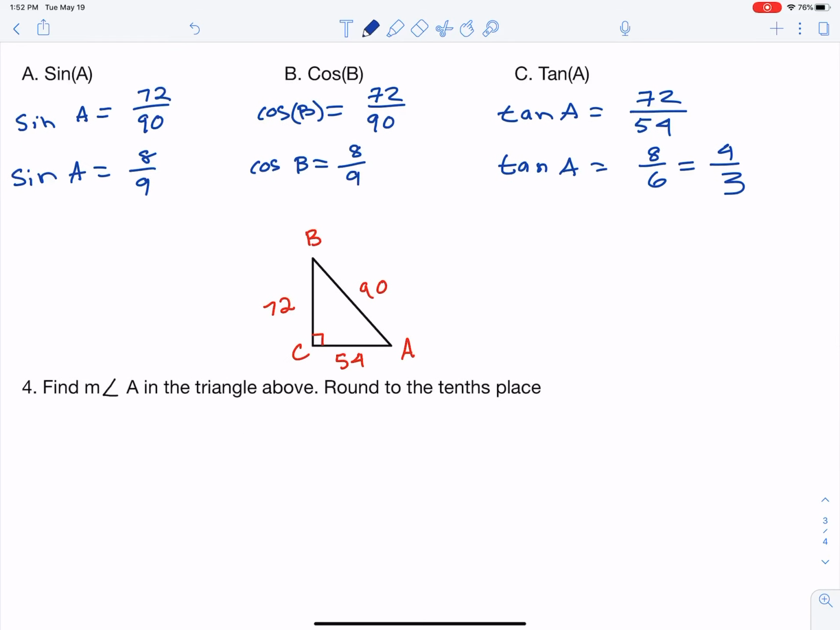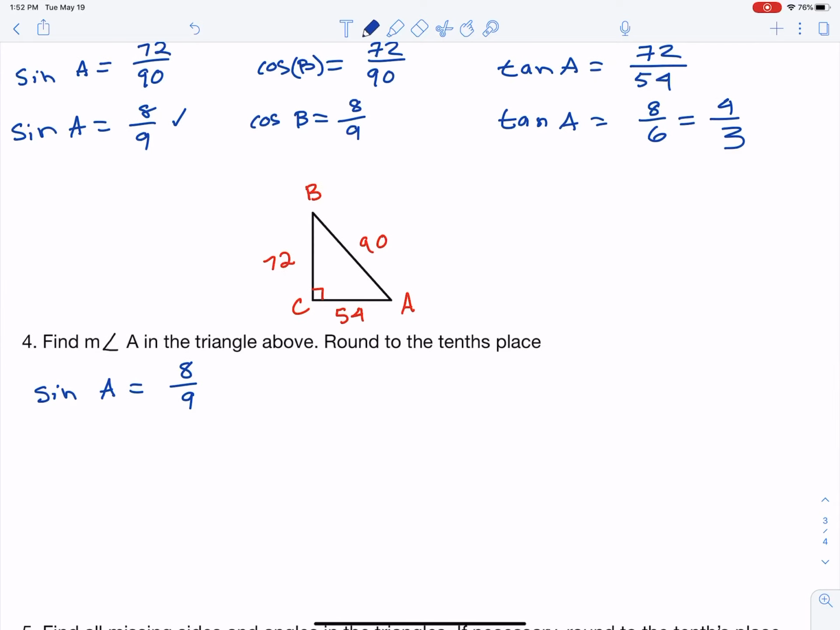Then they asked us to go find the measure of angle A, round to the nearest tenth. Okay, so I'm going to just use sine. So the sine of angle A is, we said above, 8/9. But we want to find the measure of angle A. So remember, the way we do that is we take the arc sine. So I can say the arc sine of 8/9 equals the value of A.